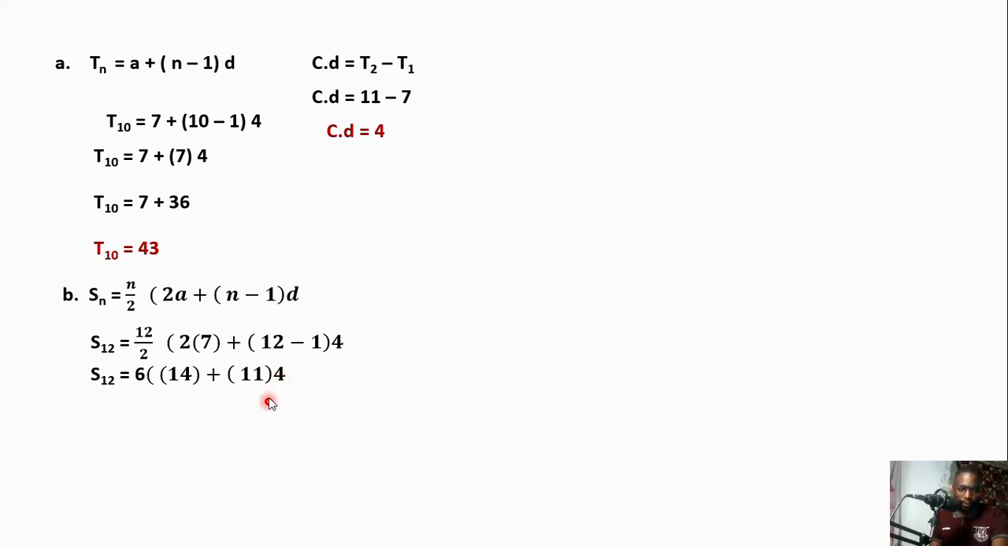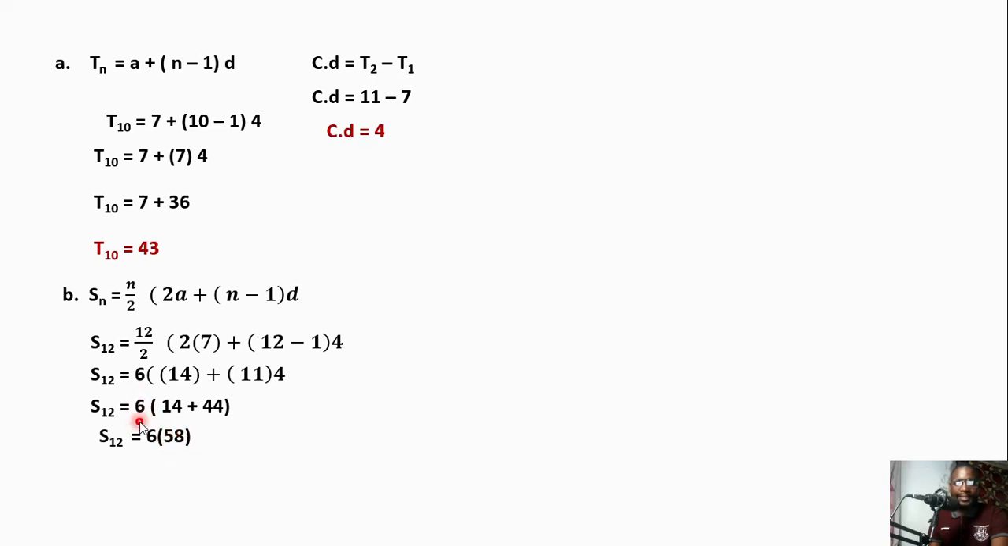Now here, take note. So here you first need to multiply this 11 with the 4. Okay, you first multiply this side and add this, then multiply at last with the 6. Take note of that. That is very, very important. So once I multiply, 4 multiplied by 11, that is 44, plus 14. Then 14 plus 44, I'm having 58.